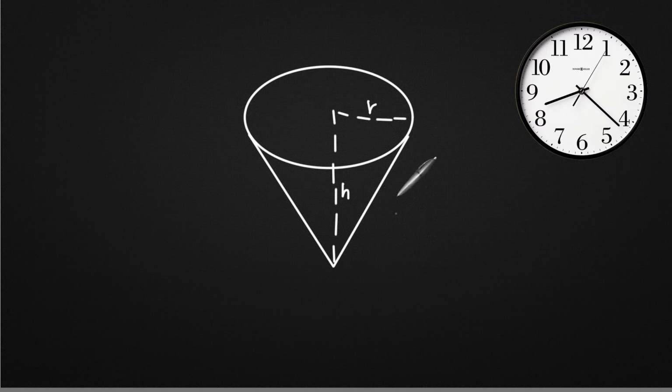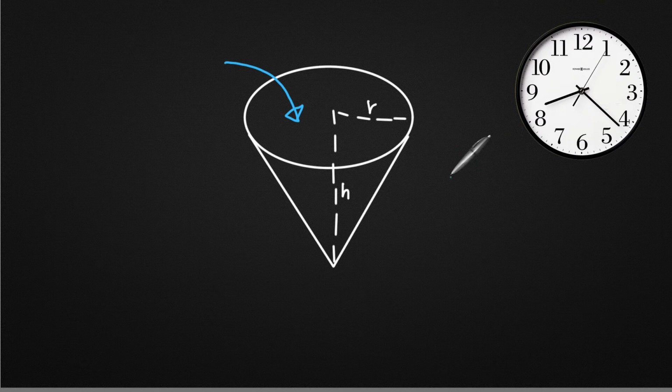Let's say you have a right circular cone, and this is your height and this is your radius. And let's suppose for a moment that you have water coming into this cone at a particular rate. Well, we could say that there are three things that are changing as time is changing.